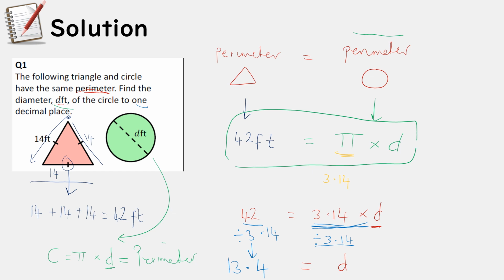So I found out using this equation here that the diameter therefore must be 13.4, and if we want to include the units, that's going to be feet, isn't it? That's what's been in the whole question. Really, really well done if you got that one.